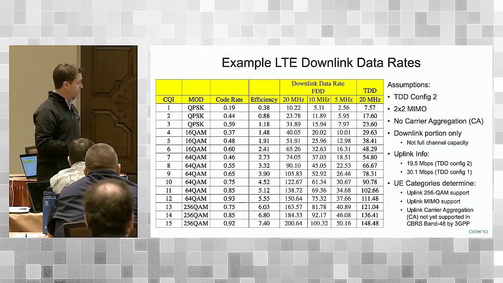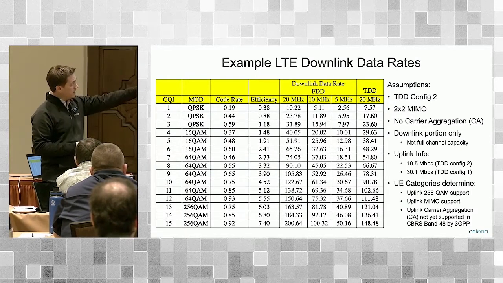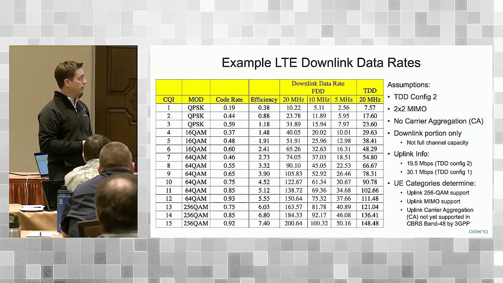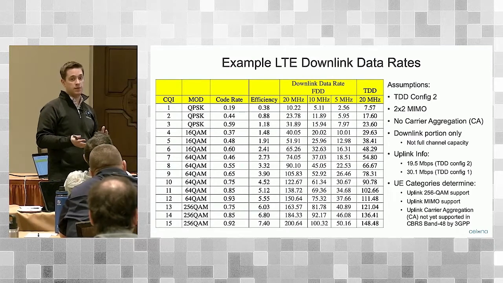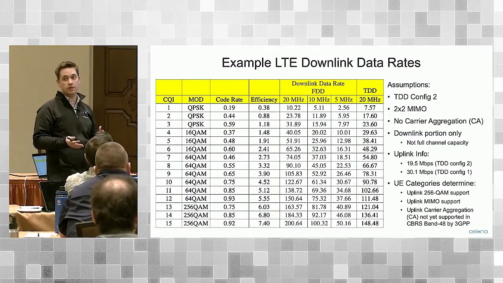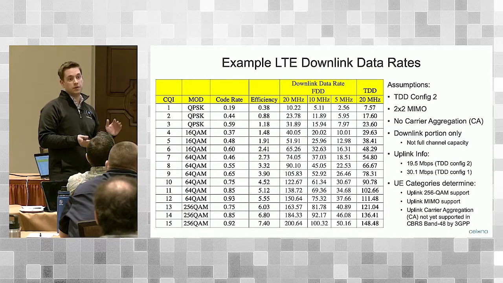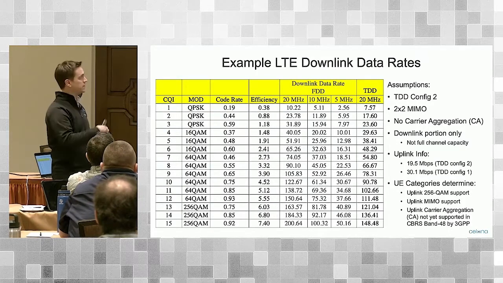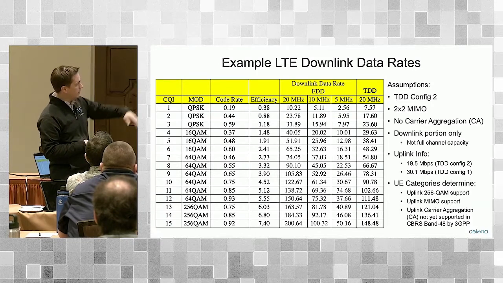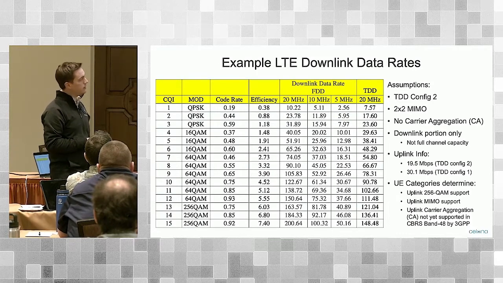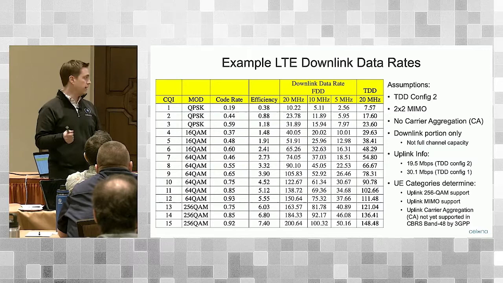And then in TDD on the right-hand side, for a 20 megahertz channel, this would be an MCS table for a 20 megahertz channel. You can have 10 megahertz channels in CBRS as well. Those would be different data rates, but for this size of channel, you can see your maximum data rate at highest modulation would be downlink 148 megabits or so.